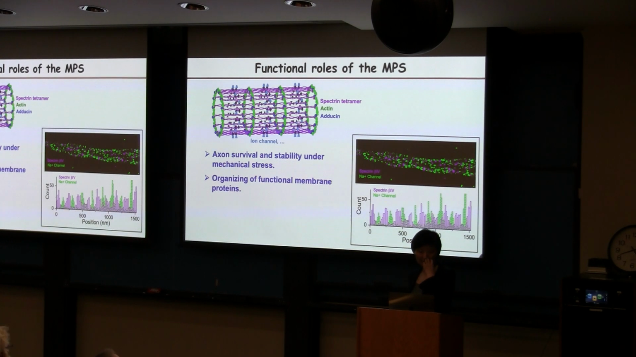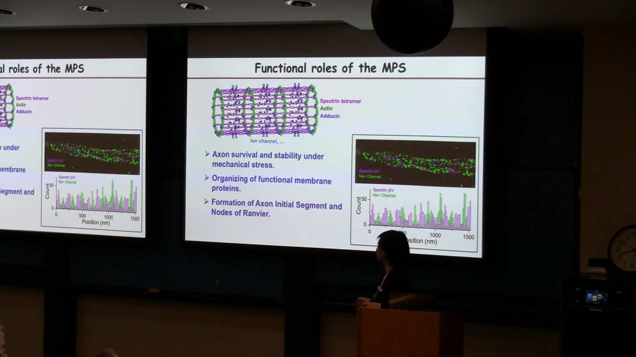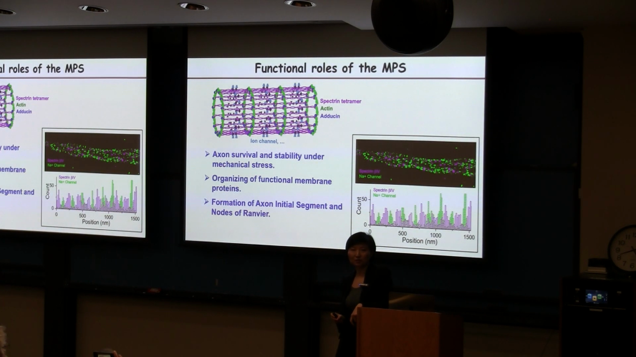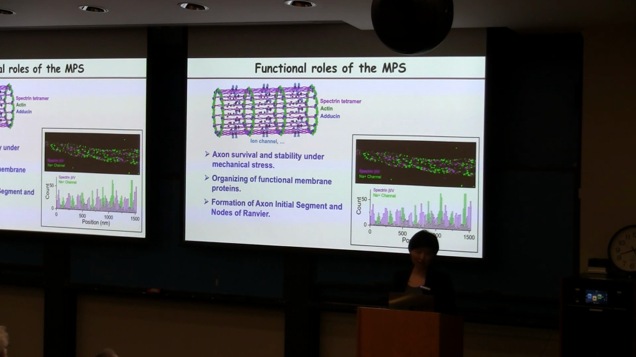And then we also, as I said, identified a variety of different membrane proteins on this structure, and that suggests that it is important in axon signaling, and I'll show you a little bit of that in one story. And it's also been found to be critical for the formation of two important structures on axon, which is called the axon initial segment and nodes of Ranvier. Both of these structures are important for the generation and propagation of action potentials along axons.